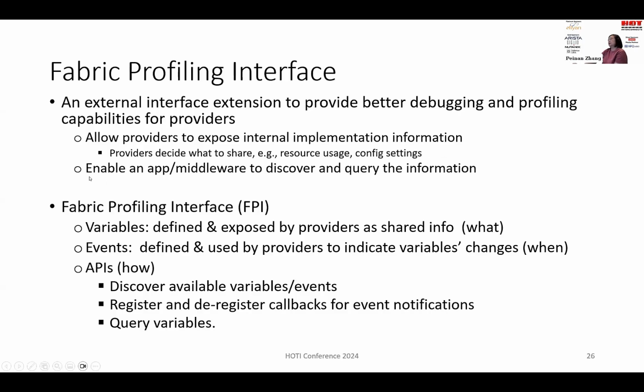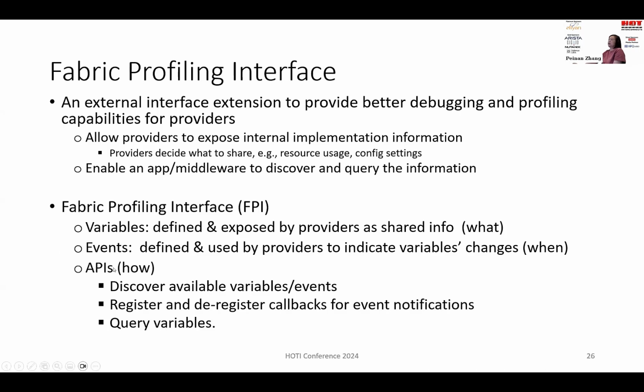And the application can use the API to discover what information is available and access this information. So this Fabric profiling interface includes three major components. The first is the variables. Variables determine what information is available. So the provider determines and exports variables as shared information.